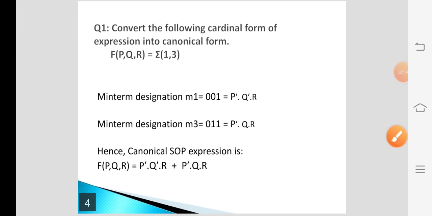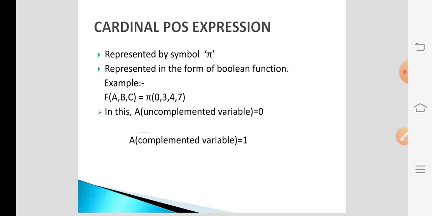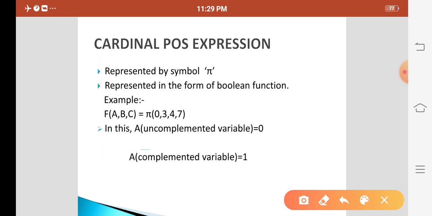Now moving on to the next, canonical POS expression. Canonical POS expressions are represented by the symbol pi in the form of Boolean functions. Like the example we have discussed, here it is f(a,b,c) = pi 0,3,4,7. Same example we have taken here, f(a,b,c), and pi 0,3,4,7 is taken because there are 3 variables, so 2 to the power 3 gives 8 numbers we can generate from 0 to 7 only. That's why we can take the maximum number as 7.